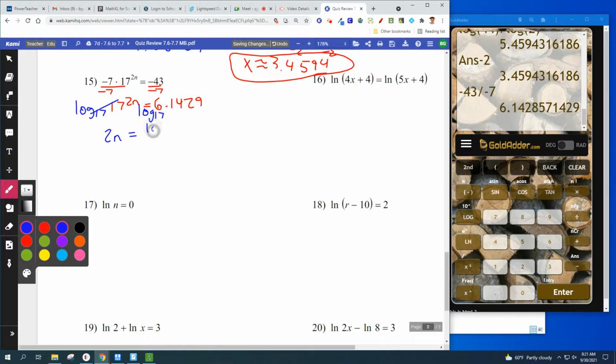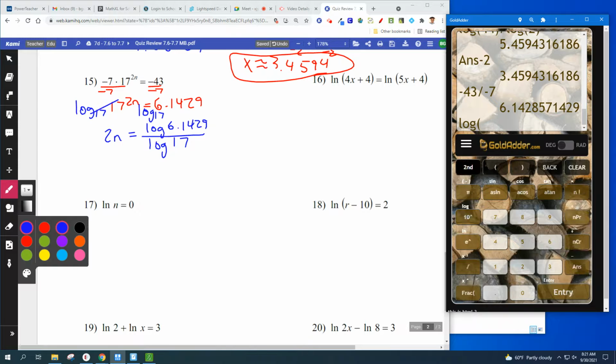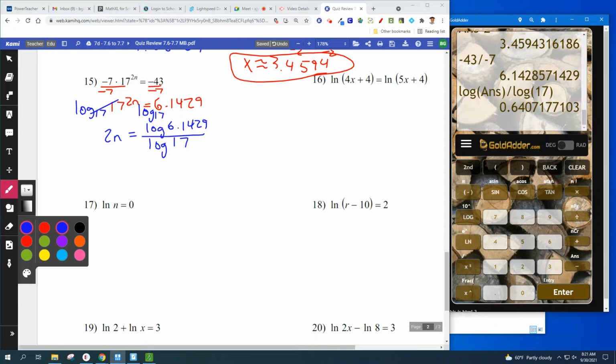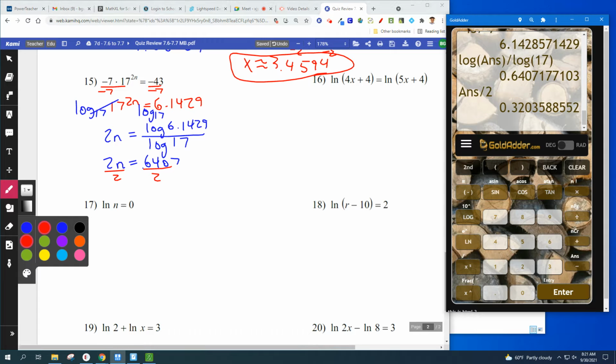So let's go ahead and do the change of base right here. Log 6.1429 over log 17. So I'm going to do log of answer, so I don't have to type that whole number in, divided by log 17, 0.6407. 2n equals 0.6407. Last step, divide by 2. So I'm going to divide by 2. N equals 3.3204.